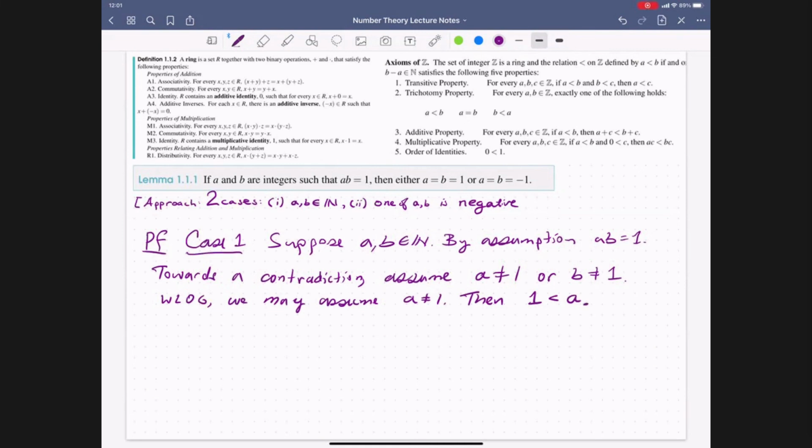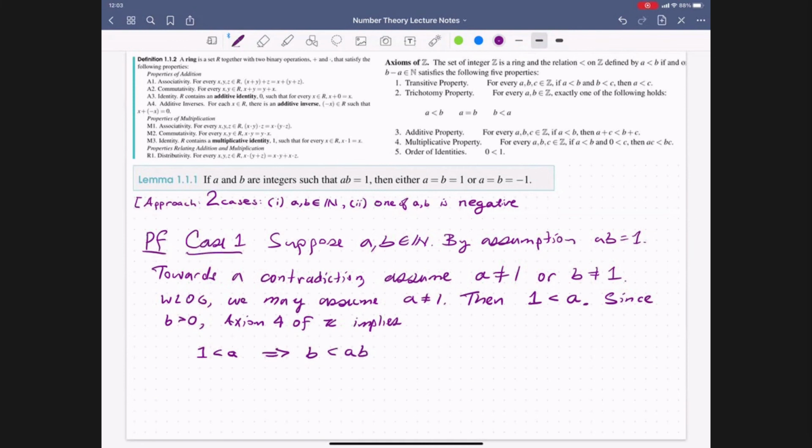So now what we are going to use is the multiplicative property. We have 1 is less than A, and we're going to take B to be our C. So since B is positive, axiom 4 of Z implies the following. So we have 1 is less than A. Keep in mind that 1 is the A in the multiplicative property, A is the B, and B is the C. So if we multiply by B, since it's positive, we have B is less than A times B.